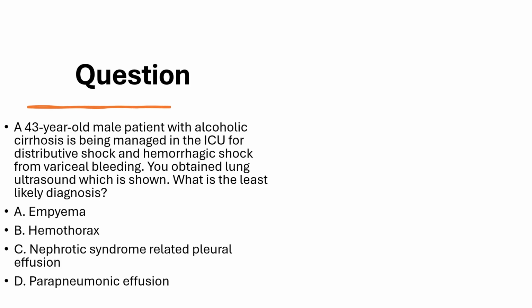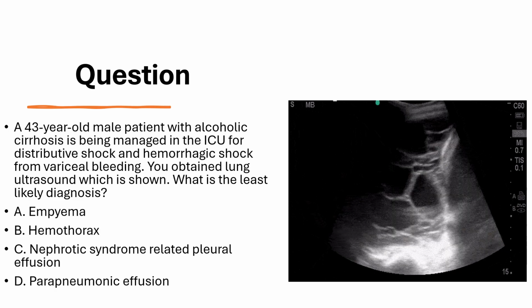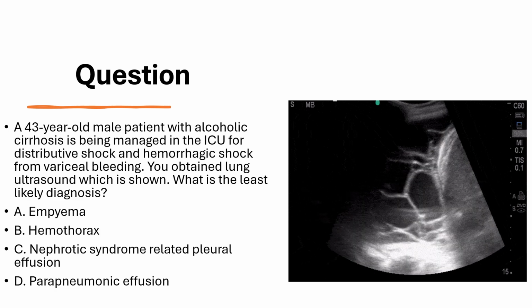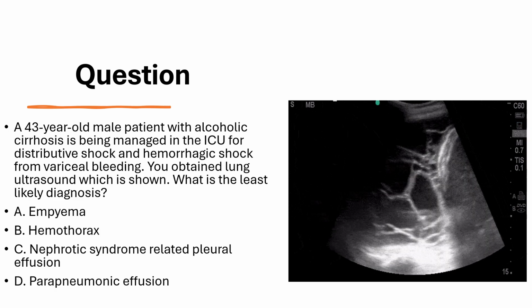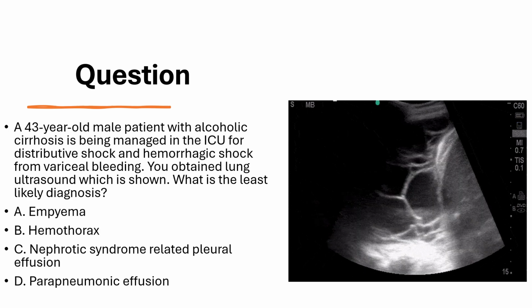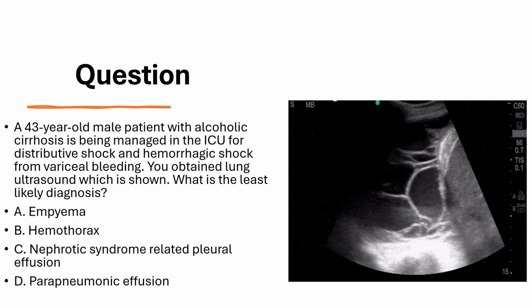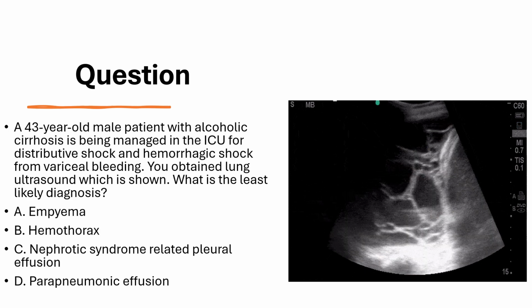Let's do a question. A 43-year-old male patient with history of alcoholic liver disease is being managed in the ICU for distributive shock and variceal bleeding complicated by hemorrhagic shock. We perform lung ultrasound. What is the least likely diagnosis? A, empyema; B, pneumothorax; C, nephrotic syndrome related pleural effusion; or D, parapneumonic effusion. Please pause the video if you need more time to answer the question. And the correct answer here is nephrotic syndrome related pleural effusion.